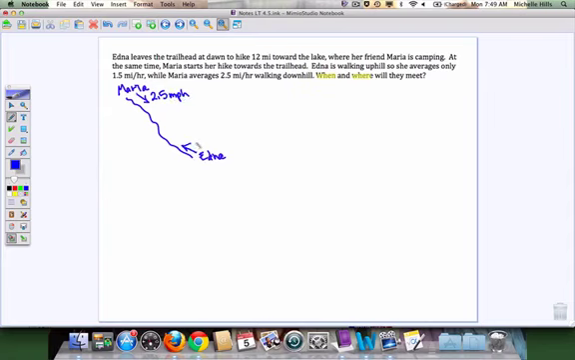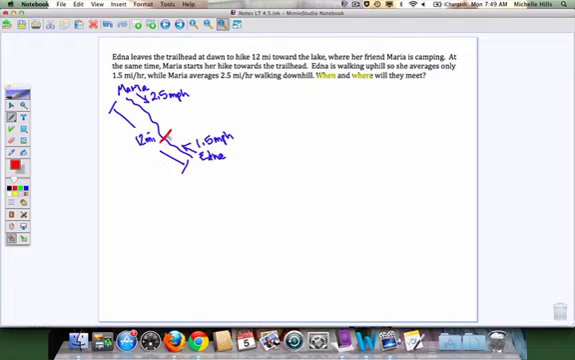Edna is going to start hiking up the trail, but because she's going uphill, she goes more slowly, and she's only going to average 1.5 miles per hour. The entire trail is 12 miles long, and they want to know where on this trail they're going to meet and when they're going to meet. So they're going to meet somewhere on this trail.